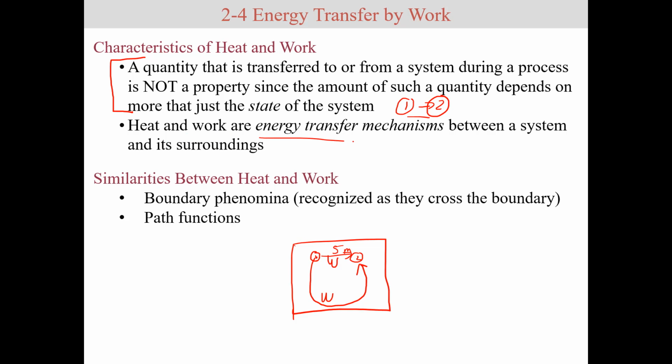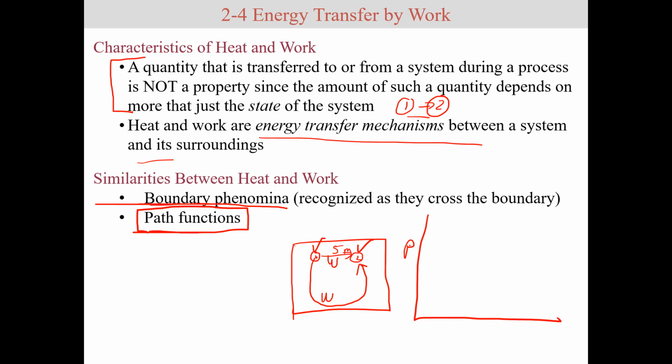Heat and work are energy transfer mechanisms between a system and its surroundings. Both of them are boundary phenomena. What does that mean? It means that always, under all circumstances, work and heat are recognized at the boundary. If I have no work or heat crossing a boundary, no work or heat transfer is occurring, period, for that process. And they are path functions. Path functions means it's not enough to know the state change between state one and two. I need to know how it occurred, right? We talked about the other difference. If I have a pressure-volume graph, which we're going to look at a lot, state one and state two are the two states that occurred, right?